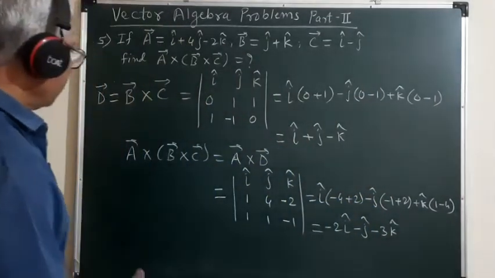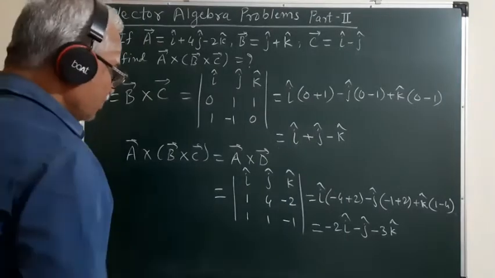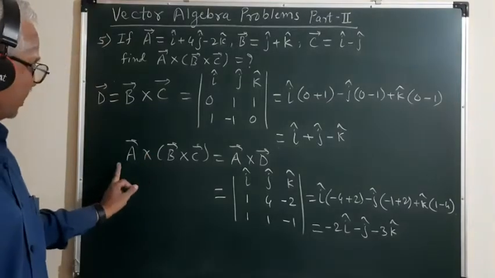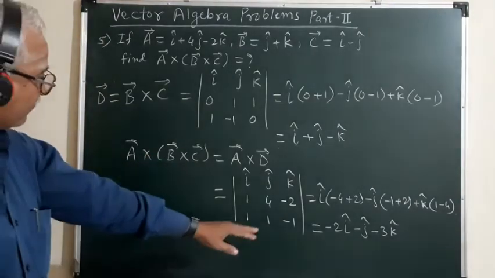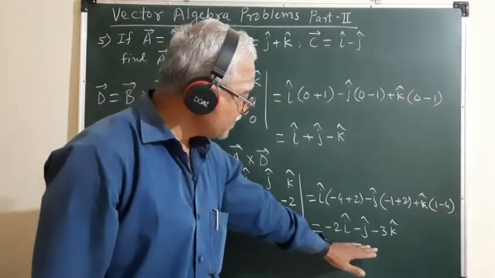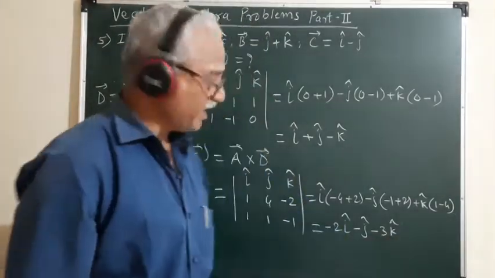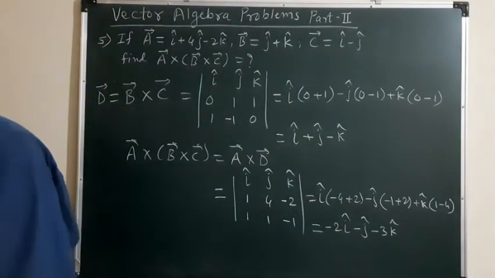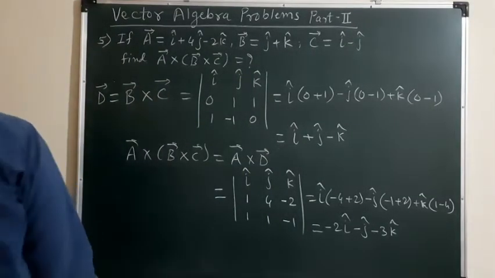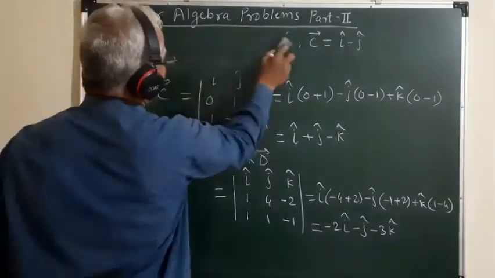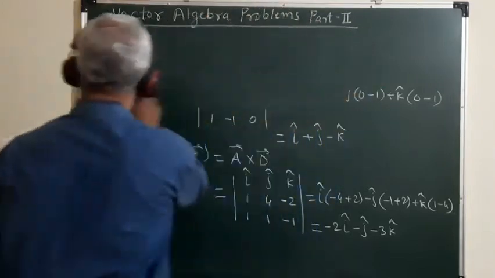So we get the result of this vector triple product a bar cross b bar cross c bar to be equal to minus 2 i cap minus j cap minus 3 k cap. So that is how we can evaluate the vector triple product of the three given vectors a bar, b bar and c bar. So let us see the next problem.